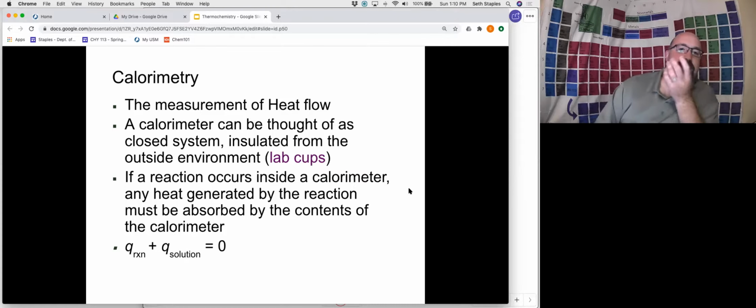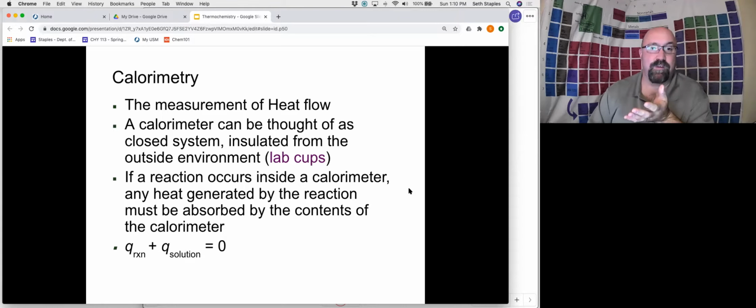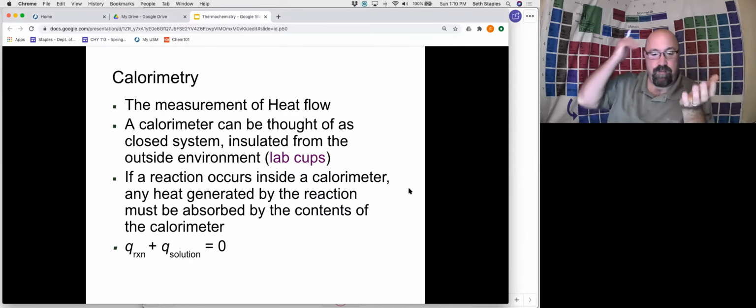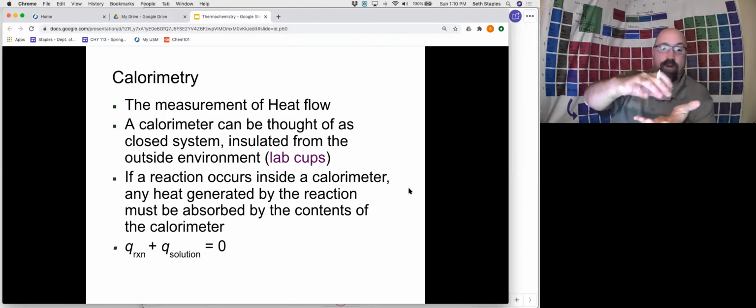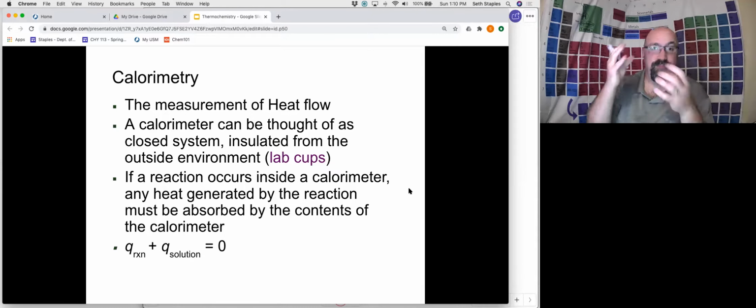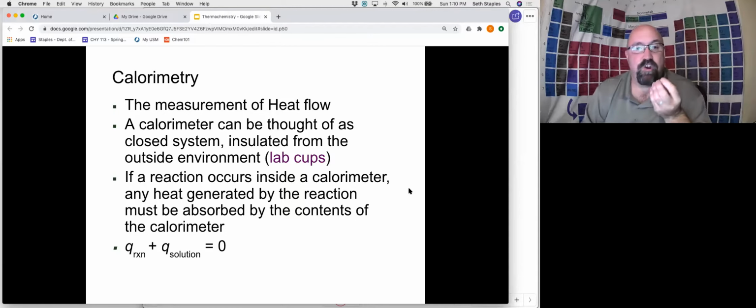And so we're measuring our heat flow. Calorimeters in general can be thought of as closed systems insulated from an outside environment. For our purposes, if we were doing a calorimetry experiment in our 114 lab, we would probably do so with 2 coffee cups nestled together with water inside. And so if a reaction occurs inside the calorimeter, any heat generated by the reaction must be absorbed by the contents of the calorimeter.